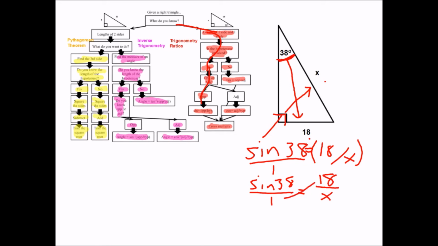Cross multiply, that's what it says to do right here. So we're going to do 18 times 1, that's 18, and x times sine 38. Now sine of 38 is a decimal, so it's just a number that we can actually divide by. And so if we want to get the answer on our calculator, we would do 18 divided by sine 38. And we get roughly 29.2. And this isn't degrees because we're finding the length of a side.